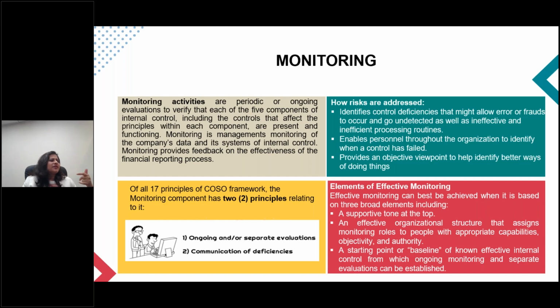Some of the elements for effective monitoring is a good supportive tone at the top, organizational structure that assigns responsibility in a way that people can carry out this objectively and with the authority required. So authority and responsibility need to go together. A starting point or a baseline of known effective internal control from which ongoing monitoring and evaluations can be established. So this is all about monitoring. That ends the COSO cube. That is the entire framework of controls.